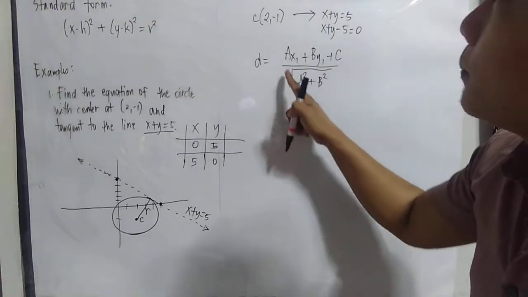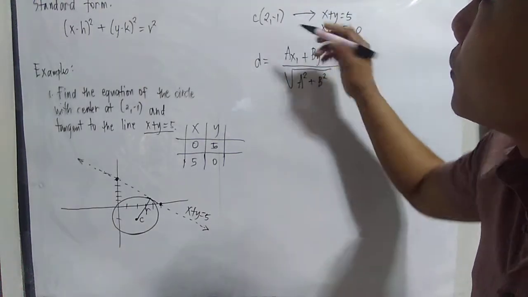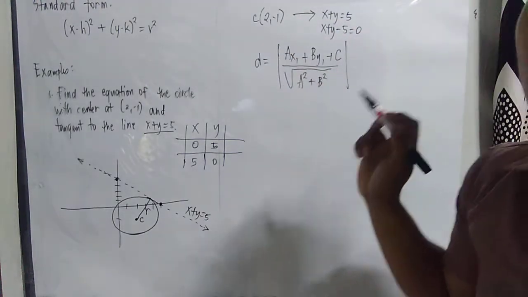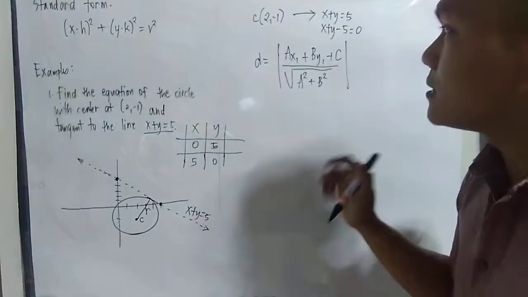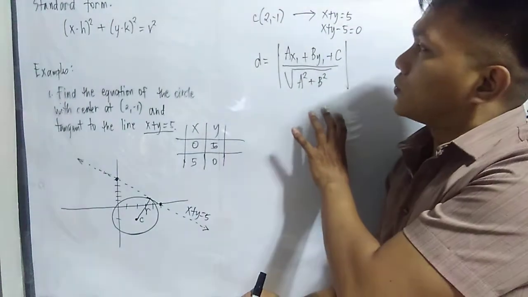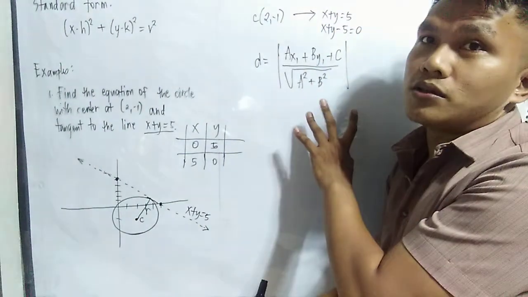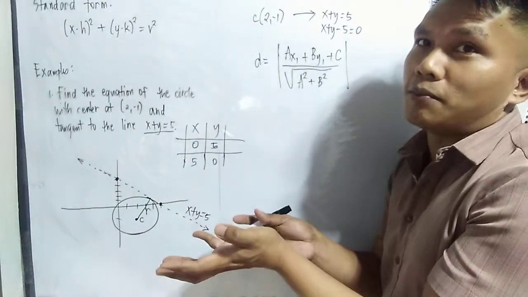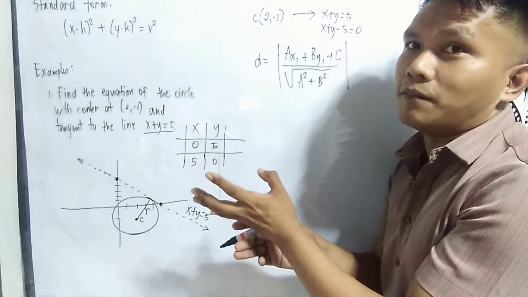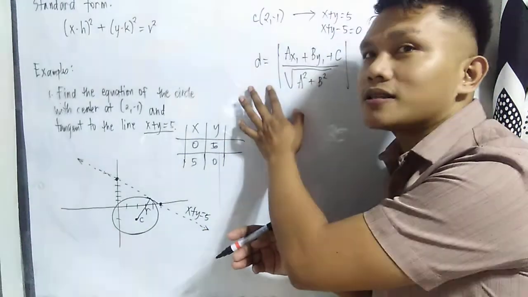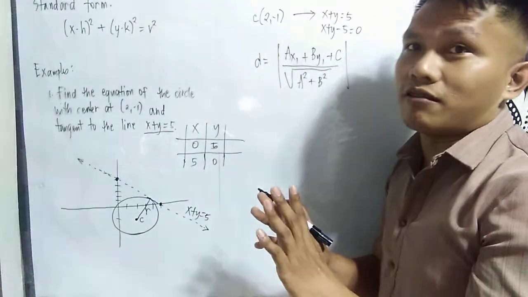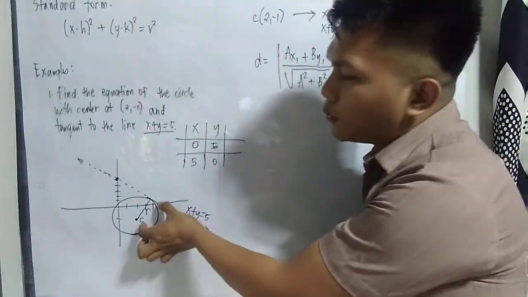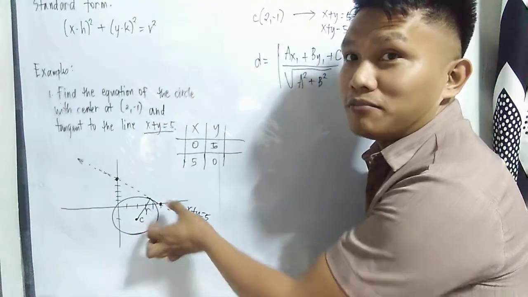We neglect the positive or negative sign here because if we are going to get the distance, we are getting the undirected distance. So we put absolute value so that we will not be confused whether the value is positive or negative. If we're going to get the undirected distance, we always neglect the negative, since we are looking for the length and there's no negative length.